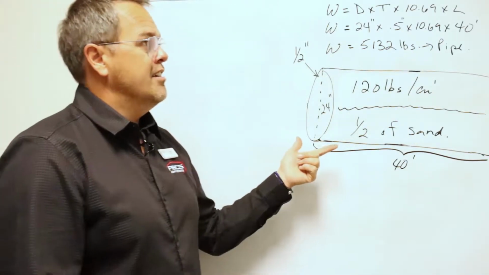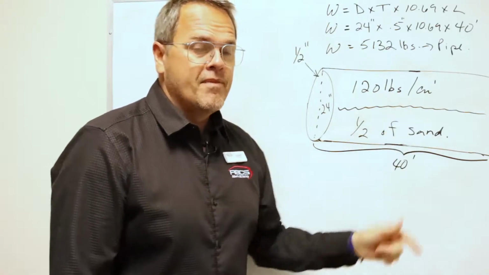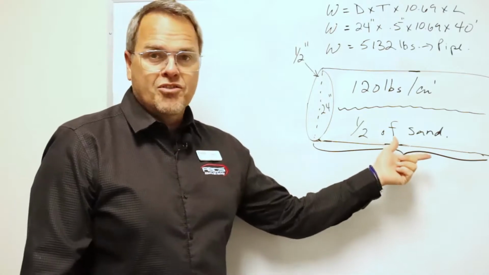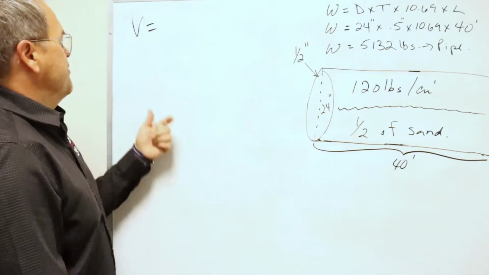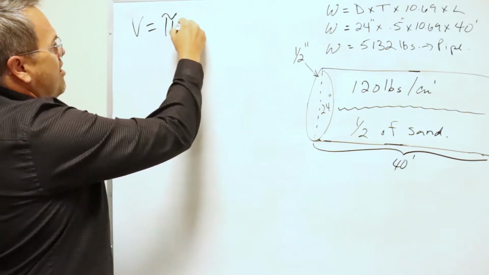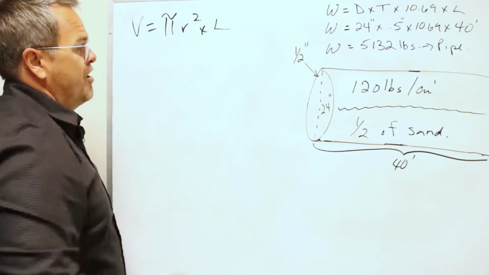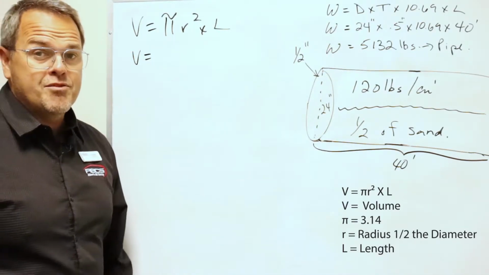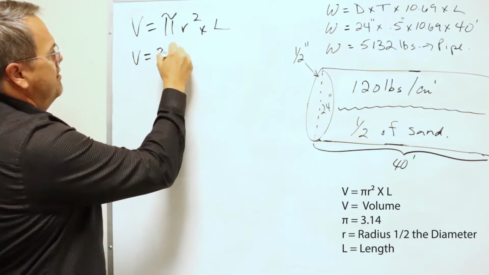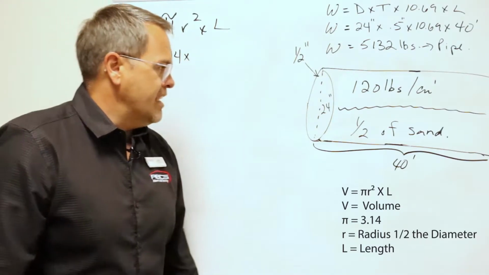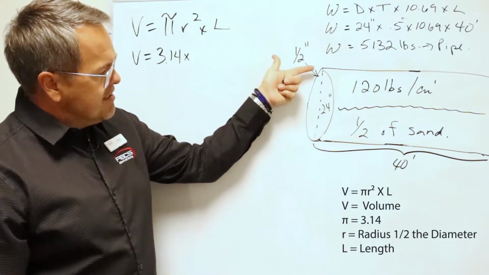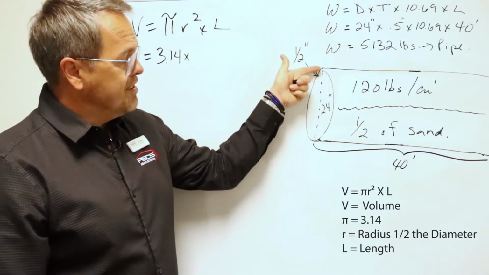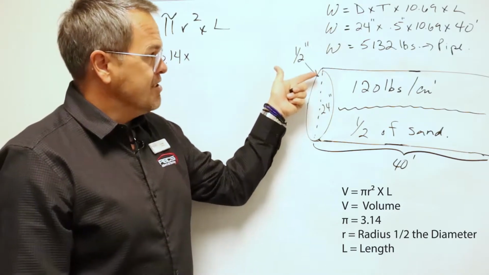In order to find the volume, that's what cubic feet is, we need to use a formula. The formula for volume of a cylinder, or volume of a pipe, is volume equals pi r squared times another value, this time its length. Volume equals pi, 3.14, times the radius. Now, this is 24-inch pipe, which means the diameter of that pipe is 24 inches. The radius is half the diameter, so obviously the radius is 12 inches.